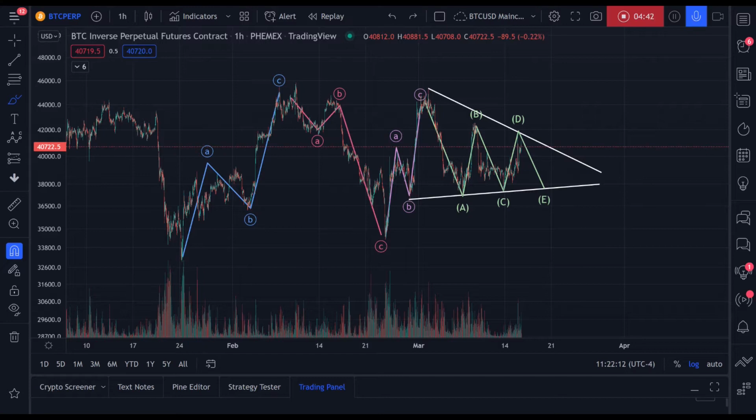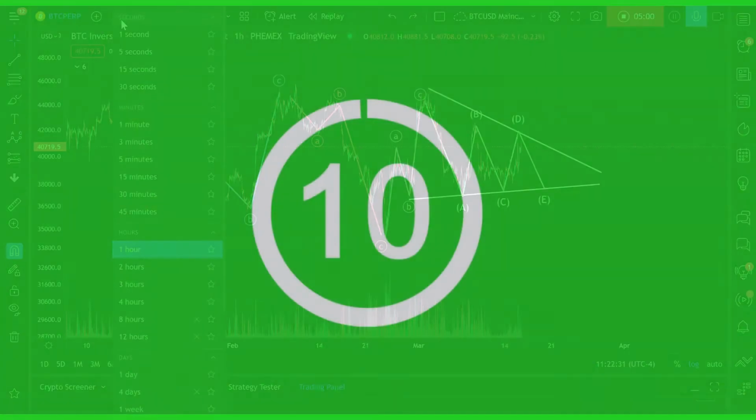One thing about triangles is that they come in 5 waves of 3. We count them A, B, C, D, E, okay, because they're corrective. And each of these waves, A, B, C, D, and E, are in 3s. So let's zoom in into our triangle that we've been printing for last.